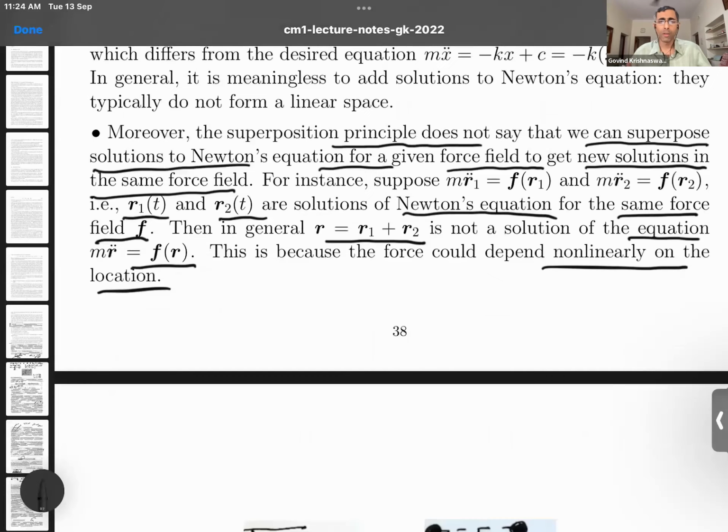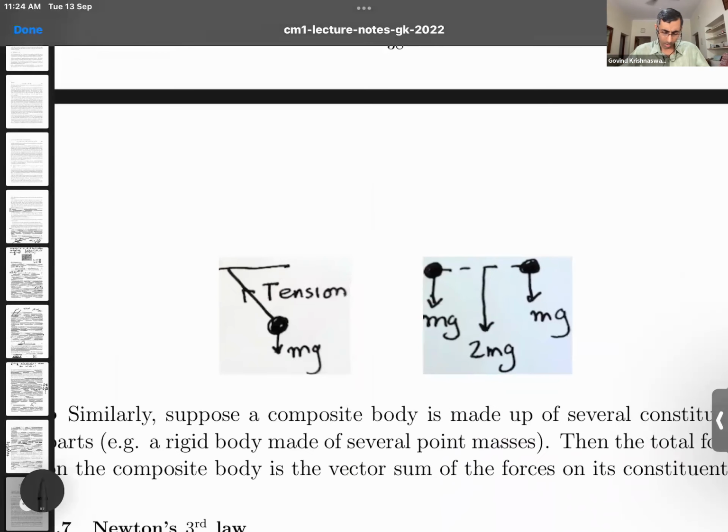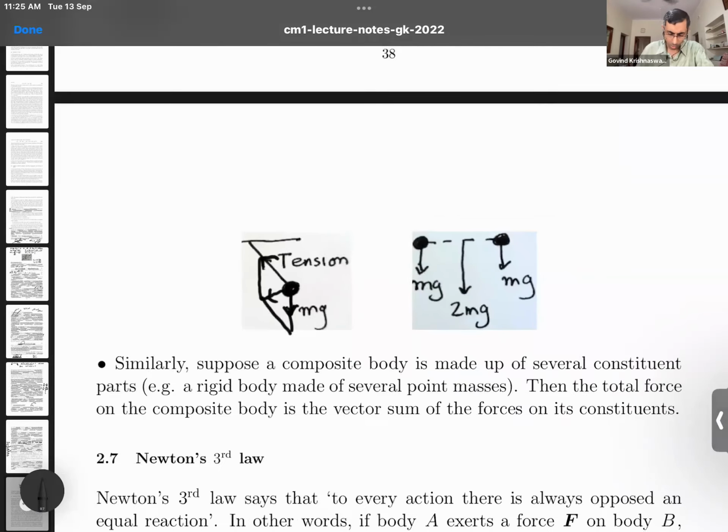Of course you are familiar with examples of this. You may have a pendulum bob, which is subject both to tensional force and gravitational force, mass times acceleration due to gravity. And the combined force that the bob feels is the vector sum of these two, which would of course point along the diagonal of that parallelogram.